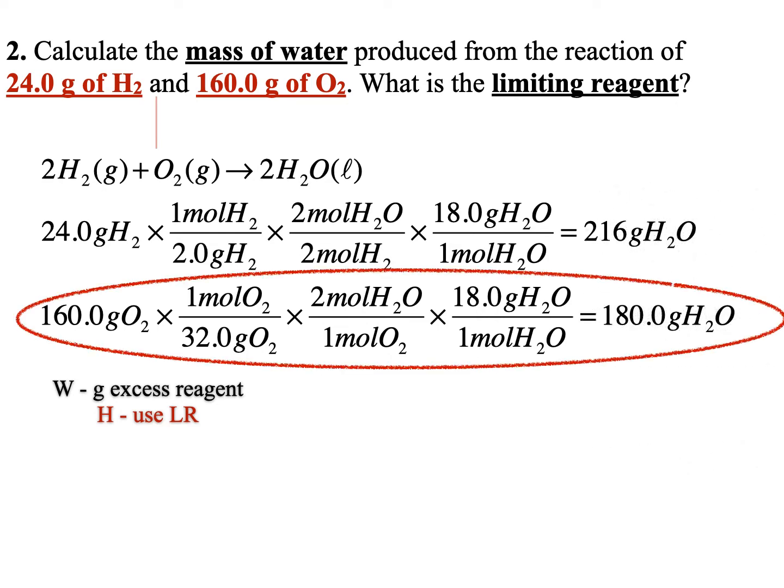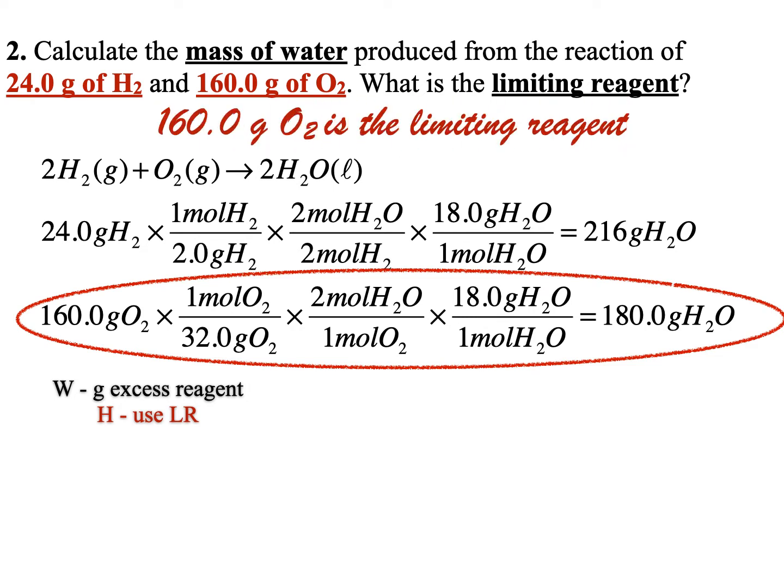So 160 times 1 mole over 32 times 2 over 1 times 18 over 1 gives me 180 grams of water. So believe it or not, even though there's a lot more oxygen, that 160.0 grams of oxygen is our limiting reagent.